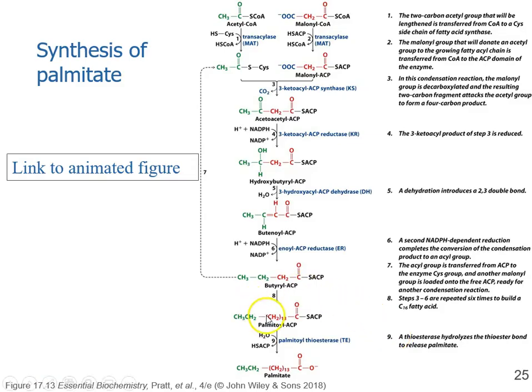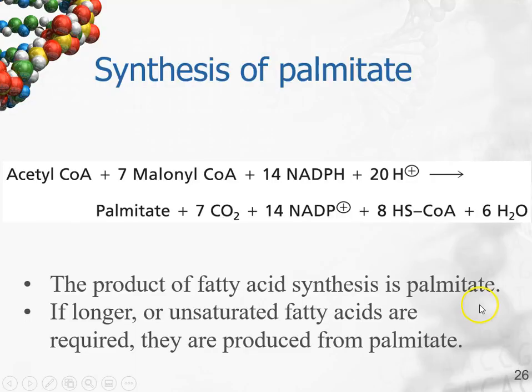All right, so let's go back to our PowerPoint. So there's our palmitate. That is the product. So what we did is we needed an acetyl-CoA and 7 malonyl-CoAs, but remember those 7 malonyl-CoA came from acetyl-CoA, so we really used 8 acetyl-CoAs. We went through 14 cycles, and each cycle needed 2 NADPHs. So we got our palmitate and 14 NADP+. So the product will be palmitate.